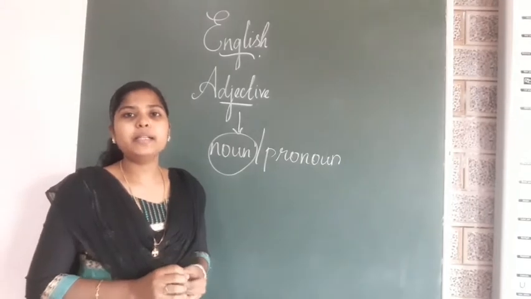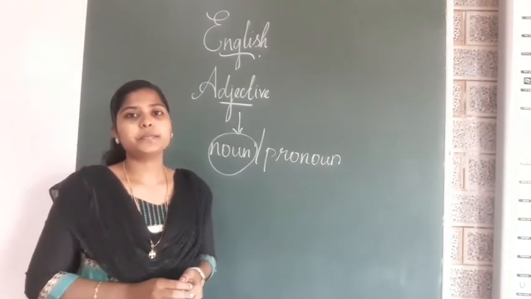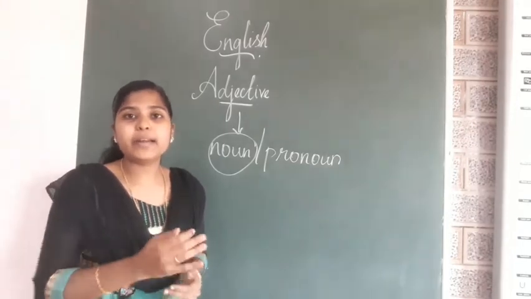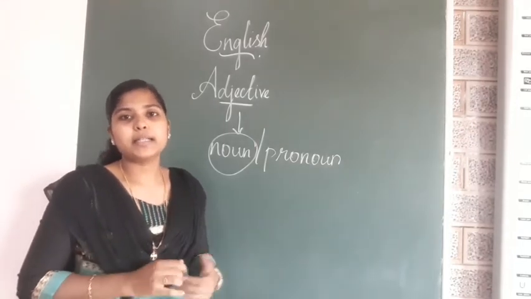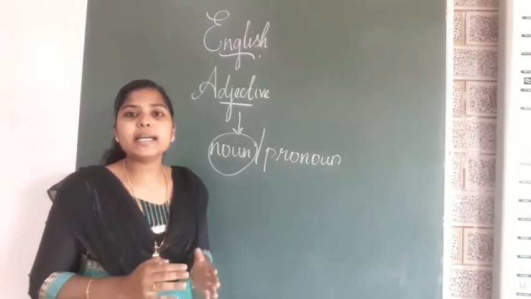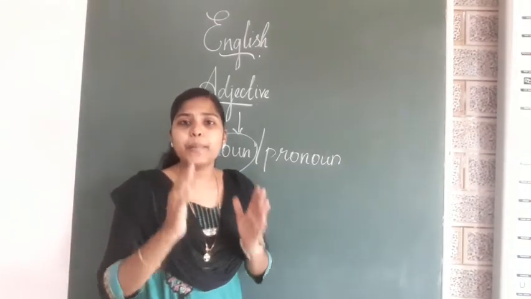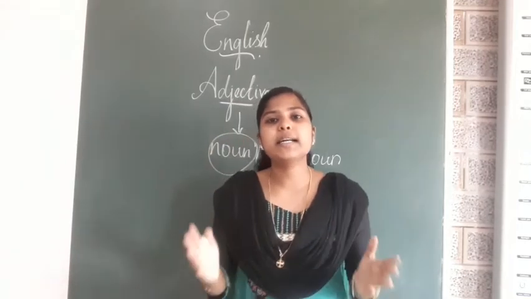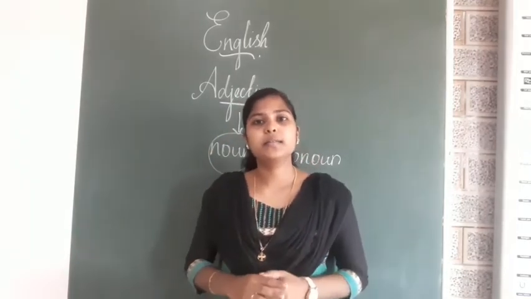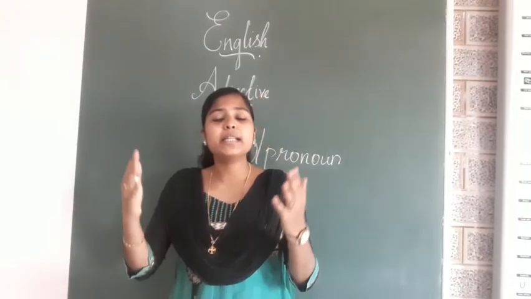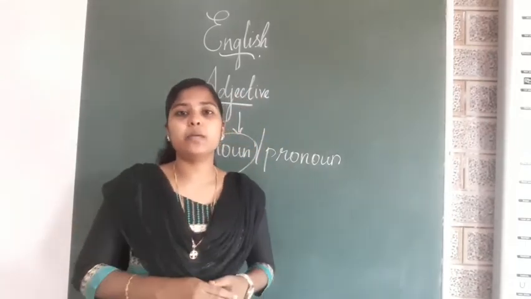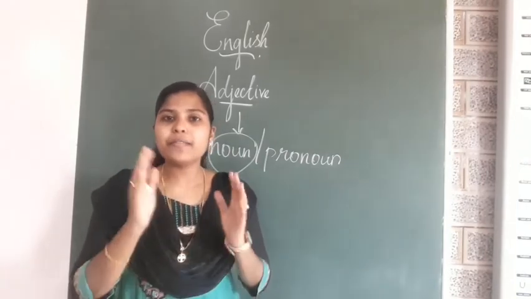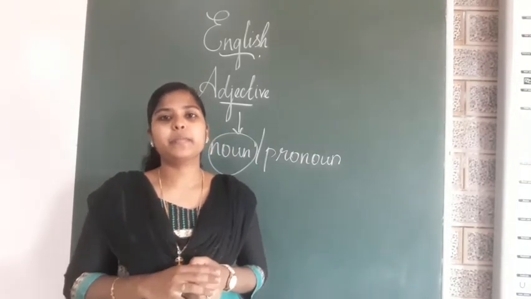For example, school, college, church, playground, park. These are the names of particular places, isn't it? Can I look at a church and say it's a school? No. Can I look at a school and say it's a playground, a park, a theater? No. Everything has its own name.